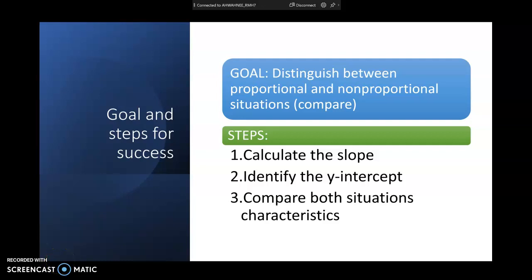Hello, welcome to 4.4 day 2. Today we're going to distinguish between proportional and non-proportional situations, and then we're going to compare. So first we're going to calculate the slope, identify the y-intercept, and then we're going to compare both situations and characteristics.